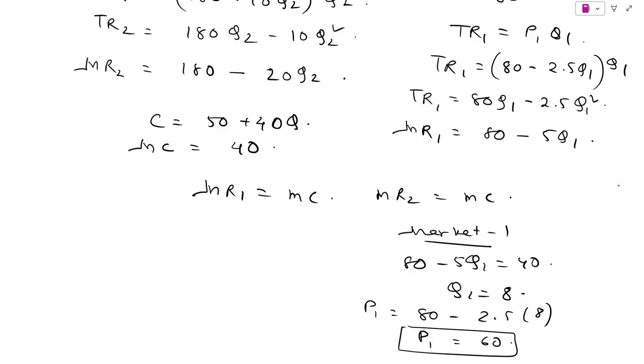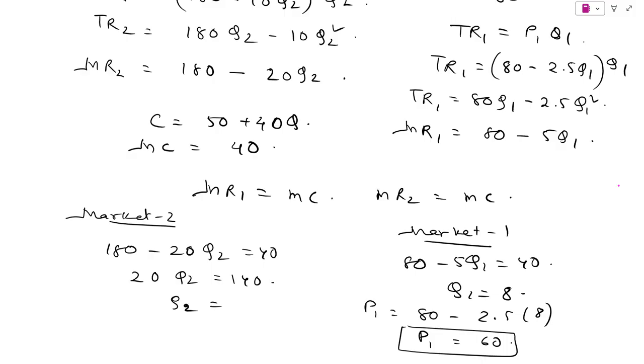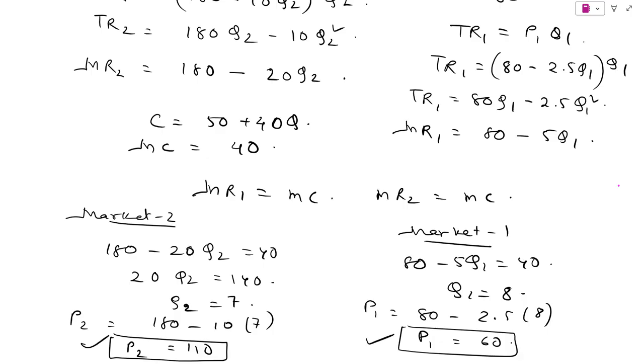And for market 2, similarly, 180 minus 20 Q2 equals 40. So 20 Q2 is 140 and Q2 is 7. Substitute into the inverse demand equation. P2 is 180 minus 10 into 7. So P2 will be equal to 110. So what is the final answer? P1 is 60 and P2 is 110.